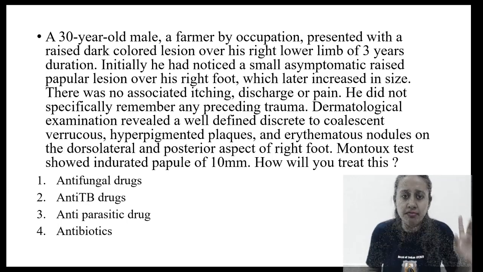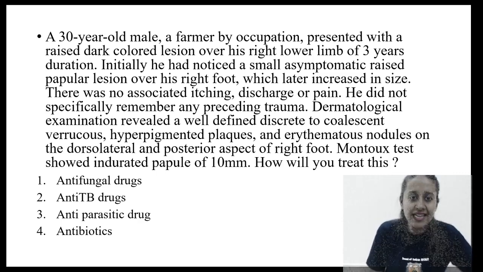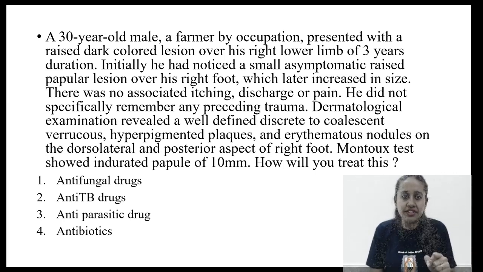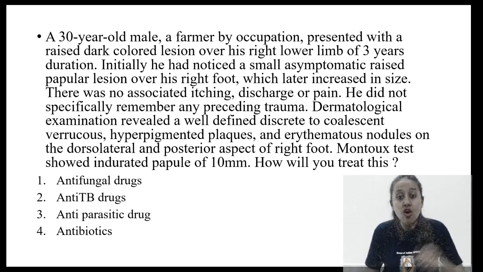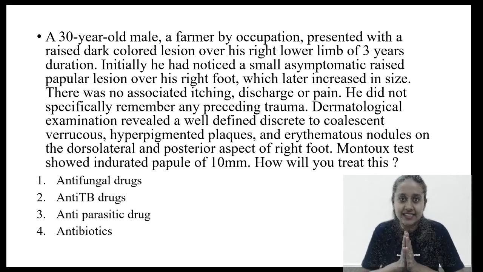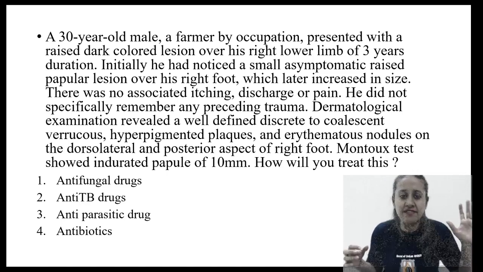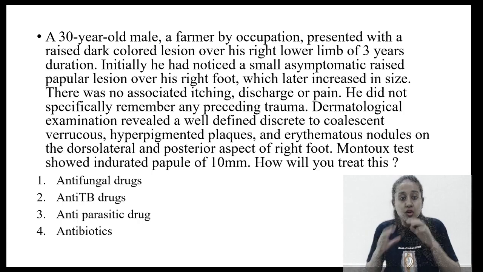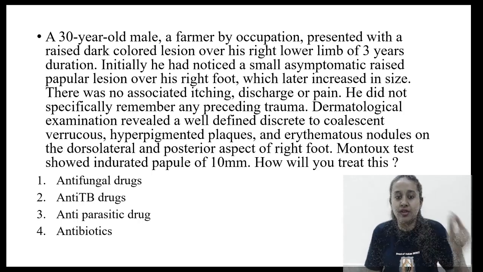A 30-year-old male, a farmer by occupation, presented with raised dark colored lesion over the right lower limb of 3-year duration. Initially he had noticed a small asymptomatic raised papule over the right foot which later increased in size. There was no associated itching, discharge and pain. He did not specifically remember any preceding trauma. Dermatological examination revealed a well-defined discrete to coalescent verrucous hyperpigmented plaque and erythematous nodule on the dorsolateral and the posterior aspect of the forearm.